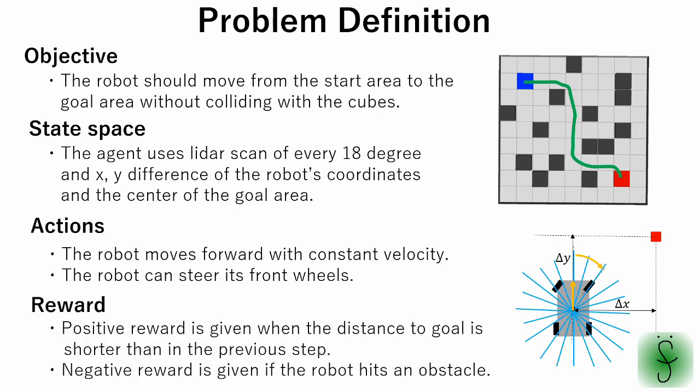The robot gets positive reward if the distance to the goal in the current step is shorter than the distance to the goal in the previous step. But reward is reduced if the robot is closer to the cube than the threshold value. Negative reward is given if the robot hits a cube or if the distance to the goal in the current step is larger than in the previous step. If the robot hits a cube, the episode ends.